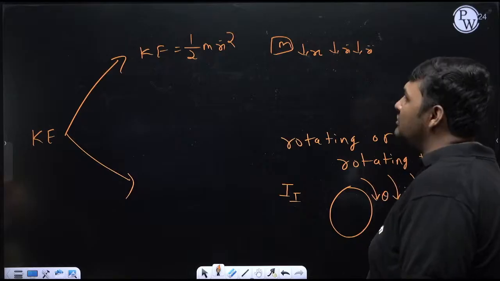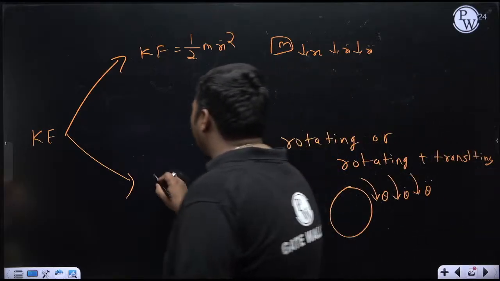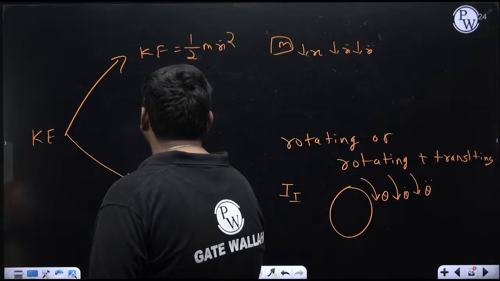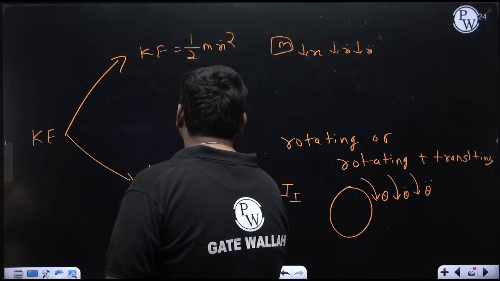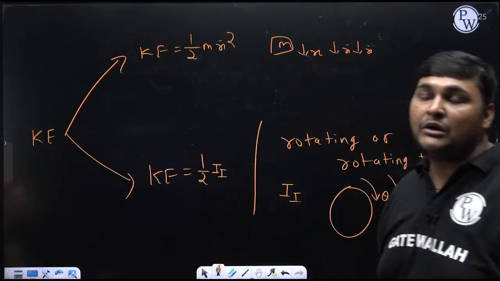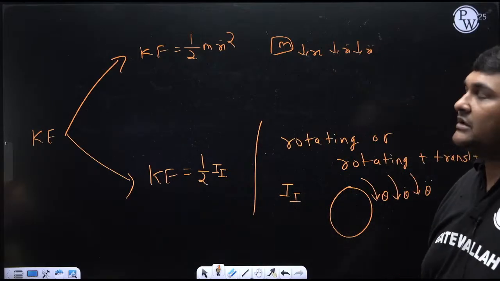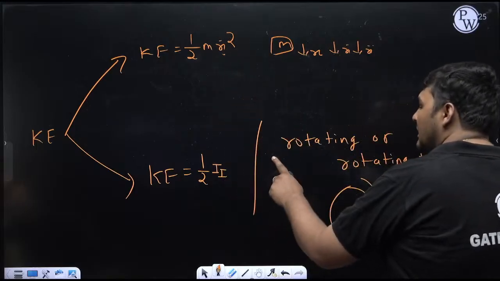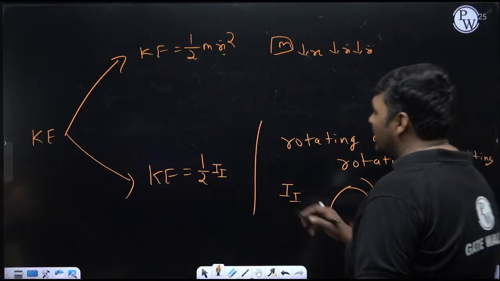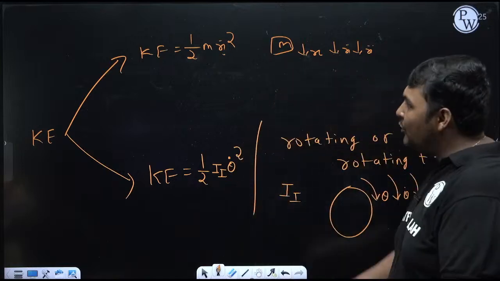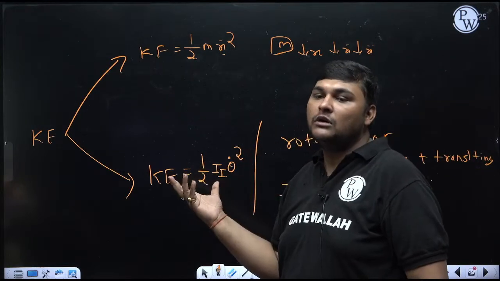So see, the formula to calculate kinetic energy in the case of rotational motion: instead of mass, the mass moment of inertia about the I center will come. So it will be half I about the I center, not about any other point, into the angular velocity squared. If the angular displacement is theta, the angular velocity is theta dot, so theta dot square will come. Both are energy, so both will be in joule.